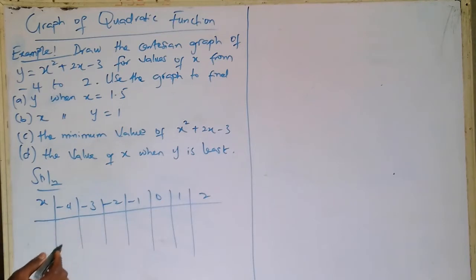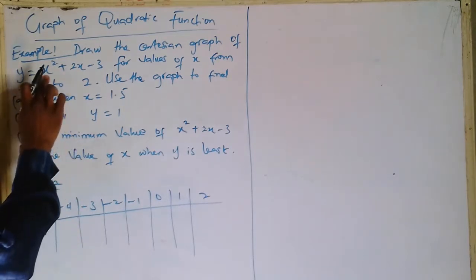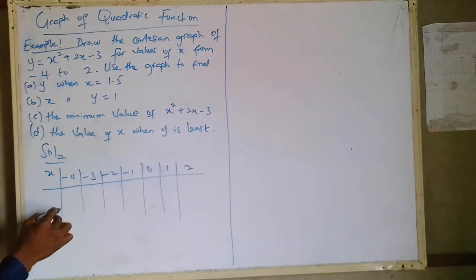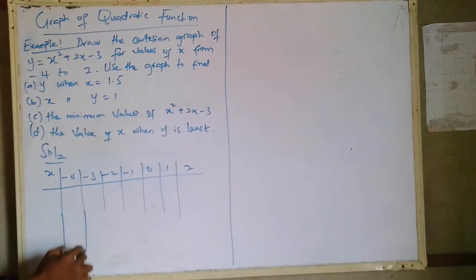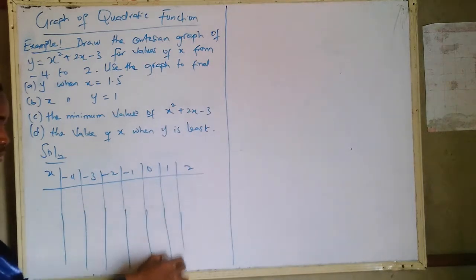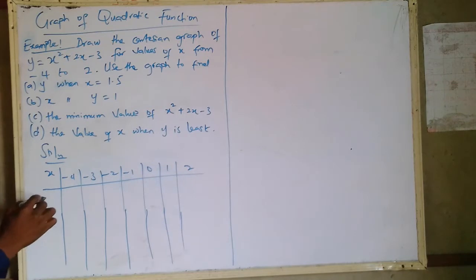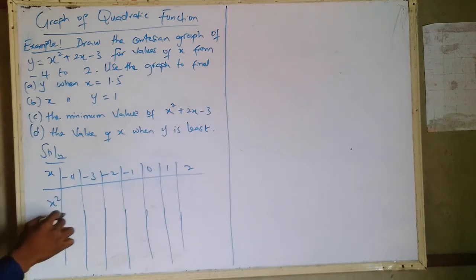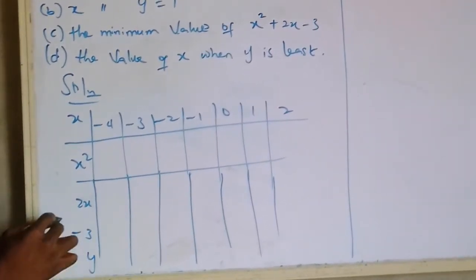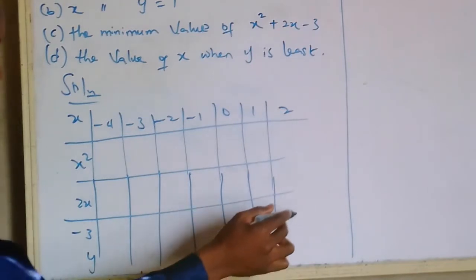Now, what happens then? I have to get my y. Looking for my y, you can understand that I have x squared, I have 2x, I have minus 3. To make it easier, I also have to split the values of y. So let's start with this x squared, then we'll move to 2x, then minus 3, then we'll move to y.